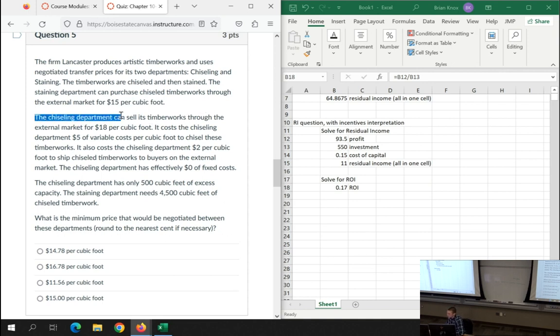The chiseling department can sell its timber works through the external market for $18 per cubic foot, which is relevant if we have to push external market players out because of limited capacity. If we don't have to, if we have plenty of excess capacity, then it's going to be irrelevant.